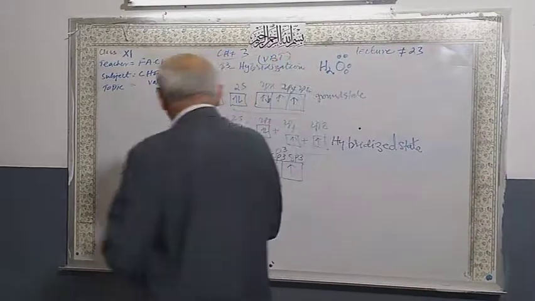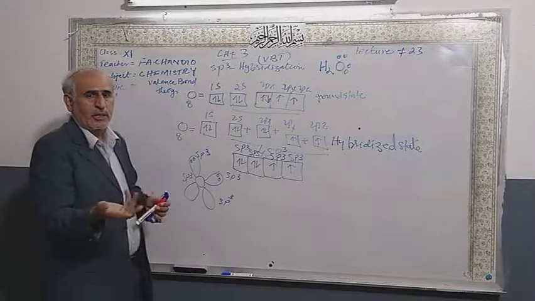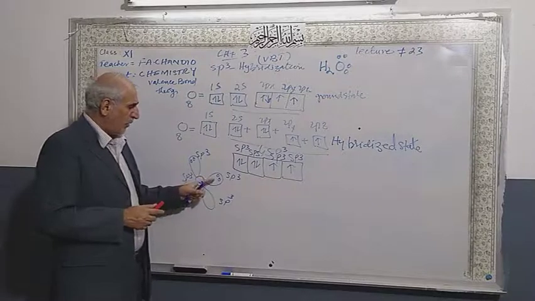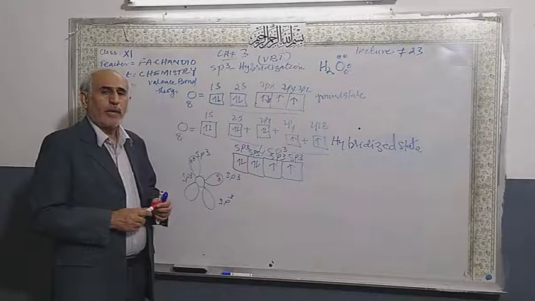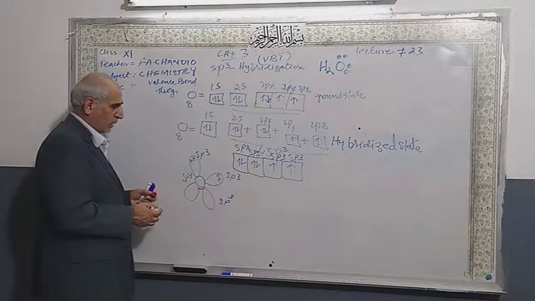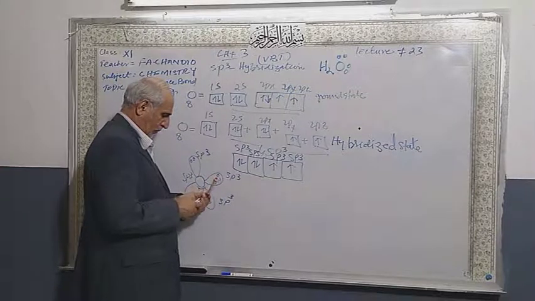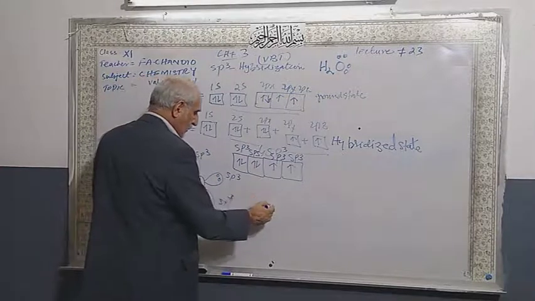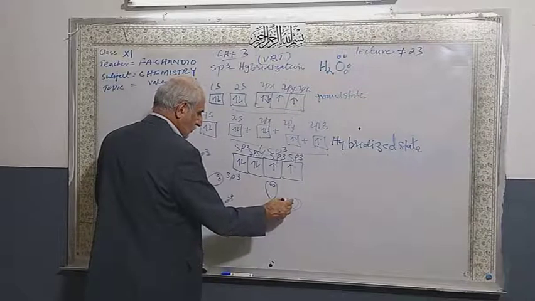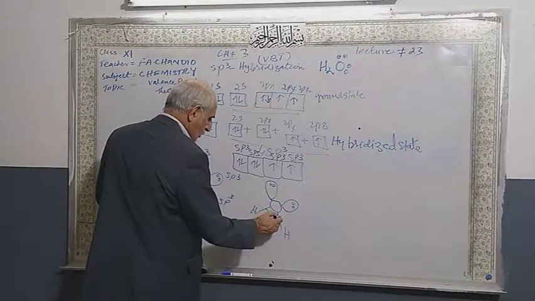If you see these two lone pairs, there is maximum repulsion between lone pair and lone pair, and also repulsion between lone pair and bond pair, and bond pair and bond pair. So it means there is an angular shape, like this one. Oxygen, like this.